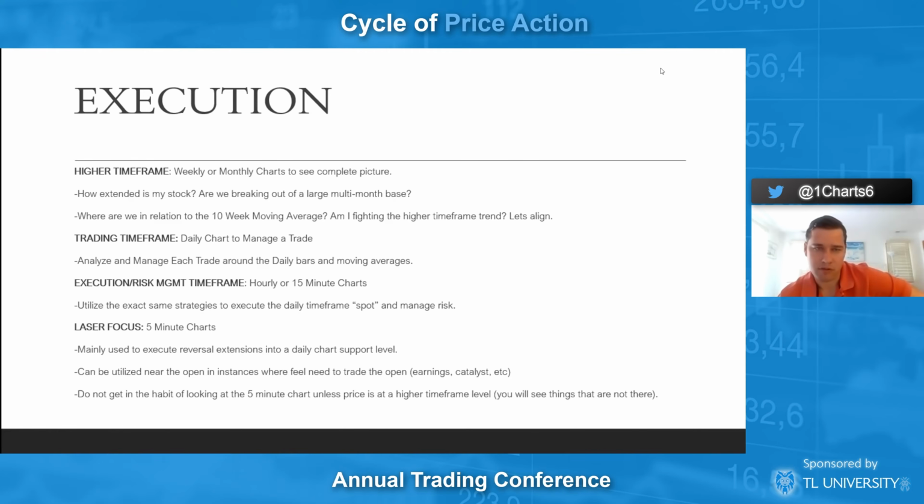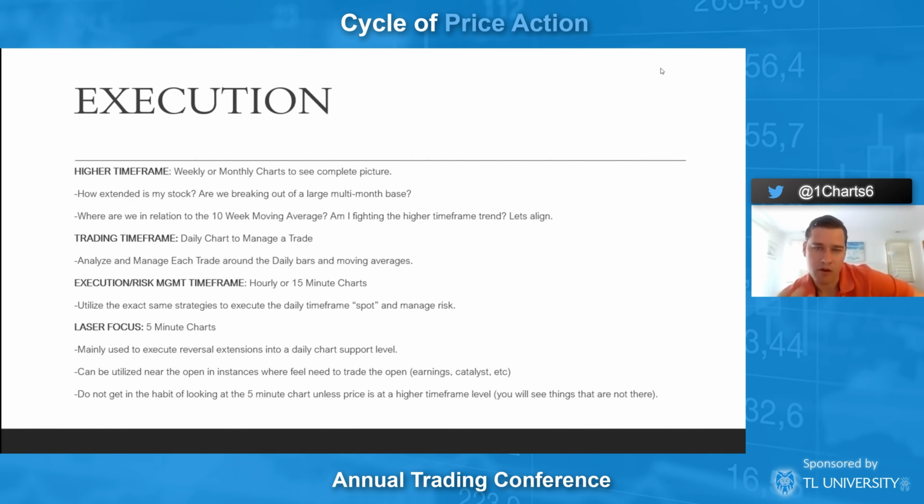I want to see the complete picture. How extended is the stock, or has it been in a multi-month base and we're potentially just starting a move? Where are we in relation to the 10-week moving average is key for me. Ideally, I want to be getting involved in bases that are just getting going out of a 10-week or out of a weekly base, and the 10-week moving average can be a great way to judge that.